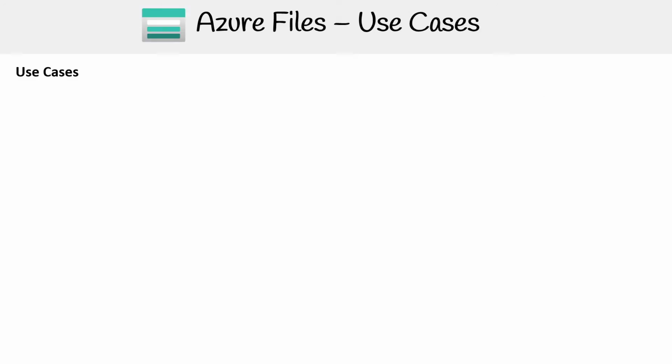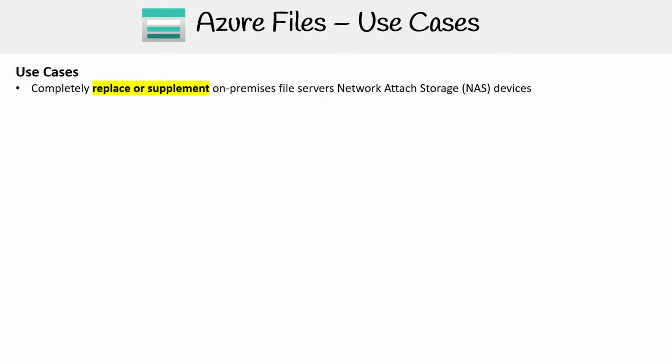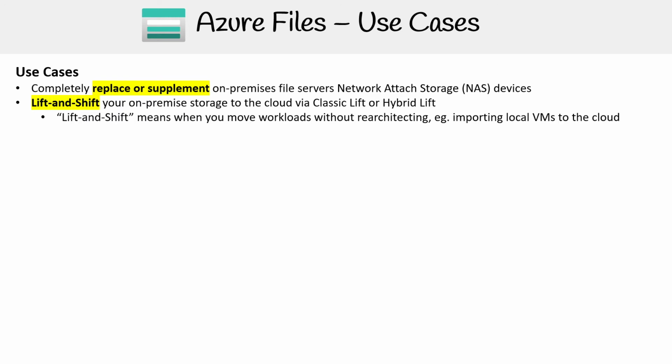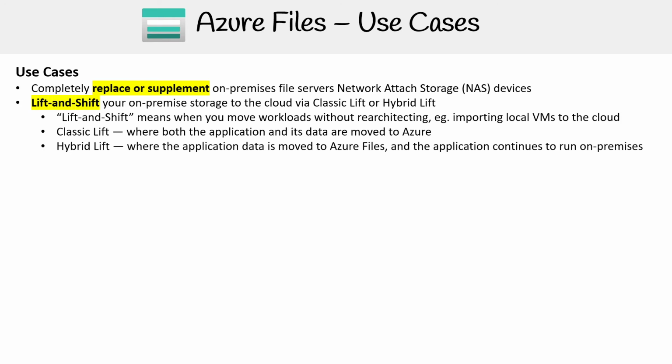So some use cases here: completely replace or supplement your on-premise file servers, NAS drives, a lift and shift of your on-prem storage to the cloud via classic lift or hybrid lift. Lift and shift means when you move workloads without re-architecting, so importing local VMs to the cloud. A classic lift would be where both the application and its data are moved to Azure. A hybrid lift is where the application data is moved to Azure Files and the application continues to run on-premise.